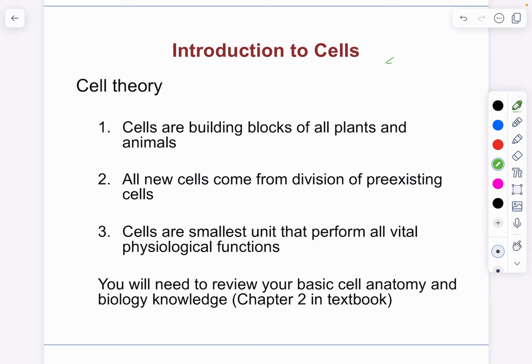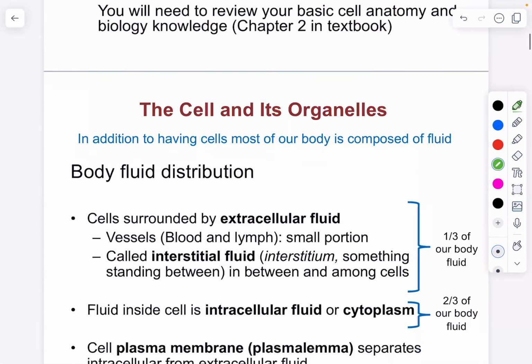It's been debated in the past whether a virus would be considered the smallest unit. But in fact, a virus doesn't have all of the vital components. It actually needs many of the components that our cells have to be able to perform these physiological functions. So cells are truly the smallest unit. Again, if you need to review any of these concepts, please visit chapter 2 in the Martini textbook.